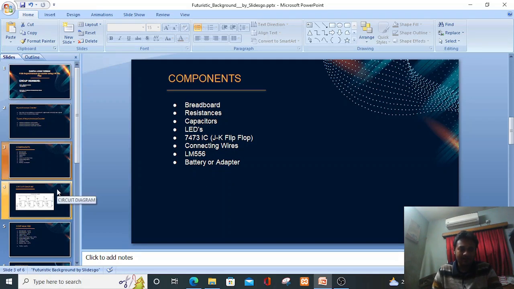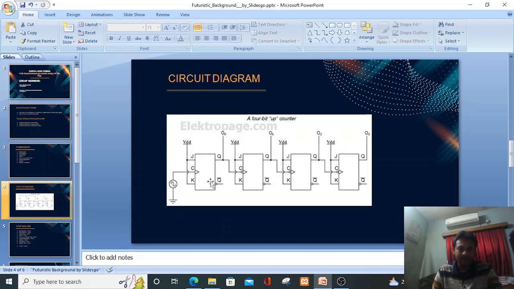Let's see the circuit diagram. Here is our circuit diagram. So this is the JK flip-flop, then J and K are shorted and connected to VDD, which is high input. Then the clock is coming from here, and in the second JK flip-flop we have connected the clock from the output of the first JK flip-flop, and then JK is again shorted and connected to high VDD.